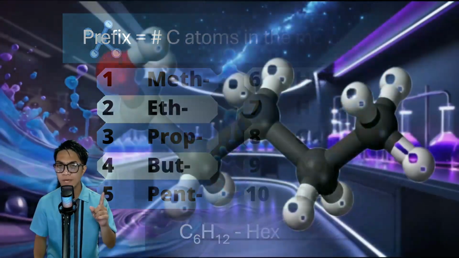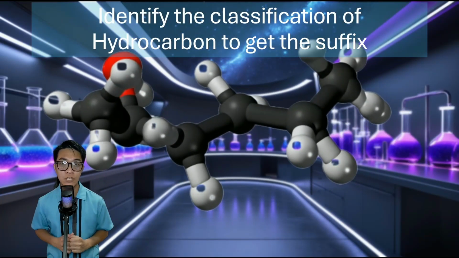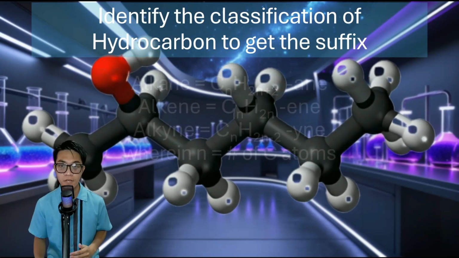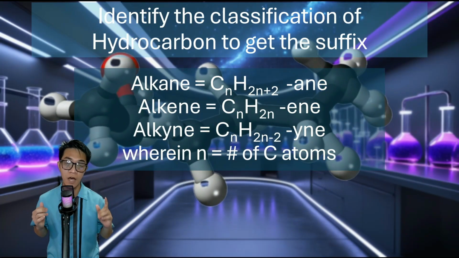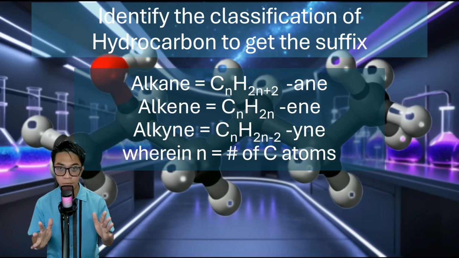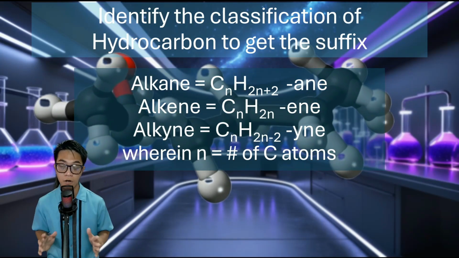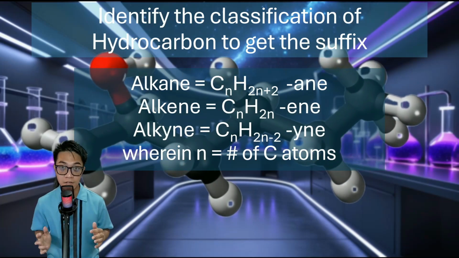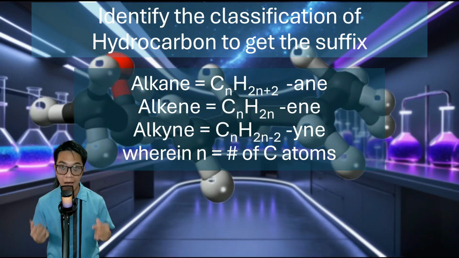And in order to do this, we have to do this first crucial step. It is to identify the classification of hydrocarbon in order to get the suffix. And in order to do this, we have to use these following formulas to identify if it's whether an alkane, alkene, or alkyne. So, wherein these formulas, the letter N is represented by the number of carbon atoms in a hydrocarbon. And the alkane molecule contains the suffix of ane, alkene contains ene, and alkyne contains yne.